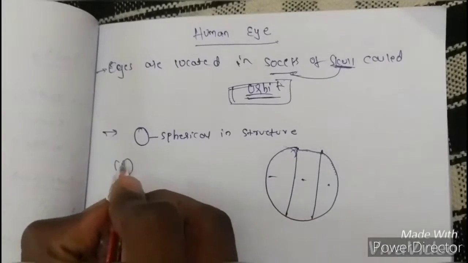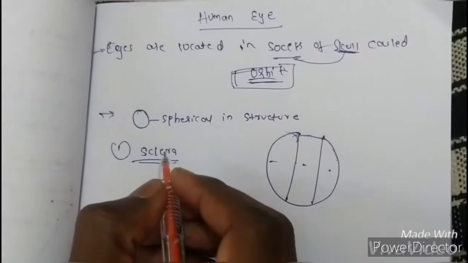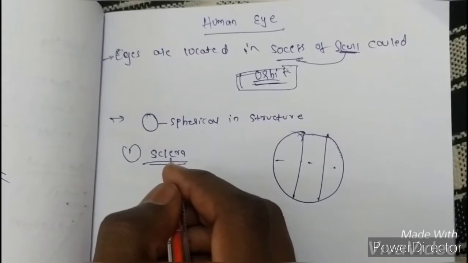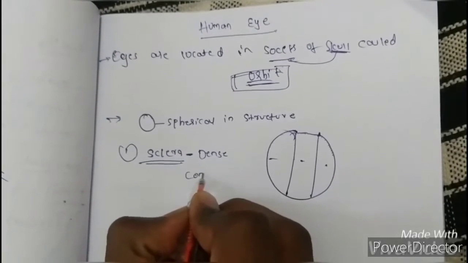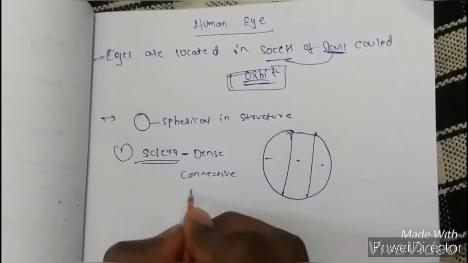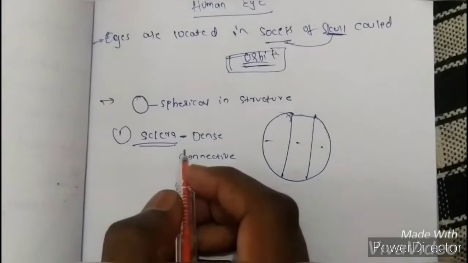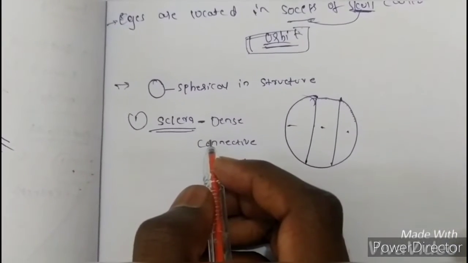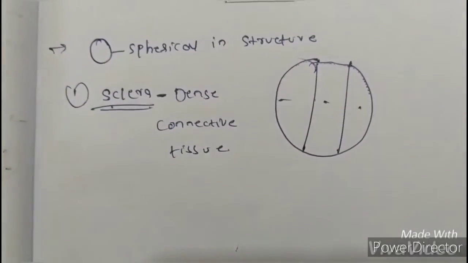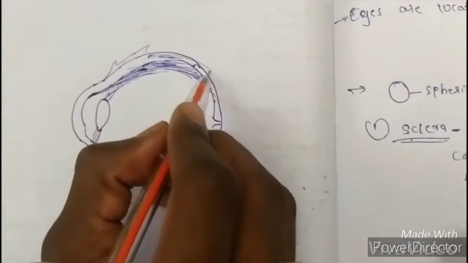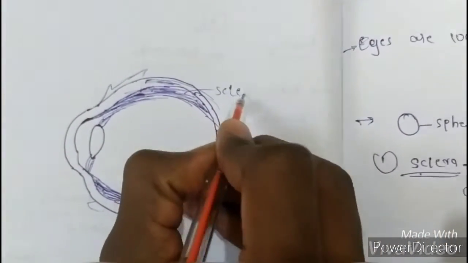Okay. First, sclera. This is a dense connective tissue. Sclera is the full, complete outer layer. Let us see this eye. This is the outer layer, that is called sclera.